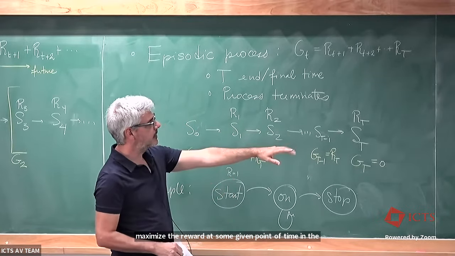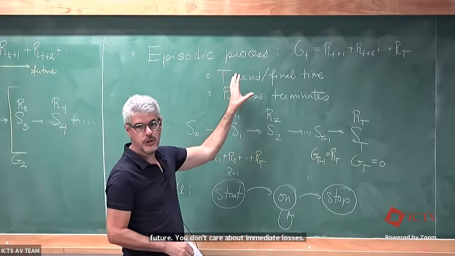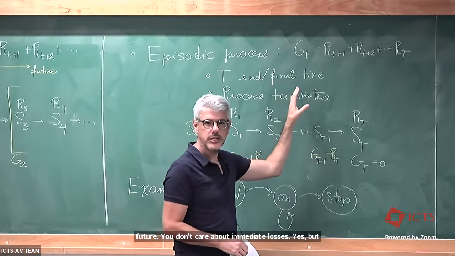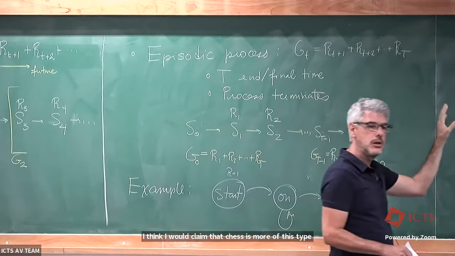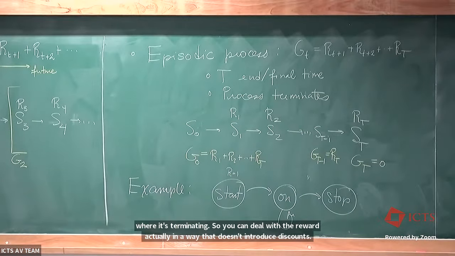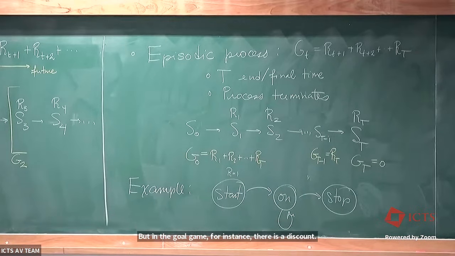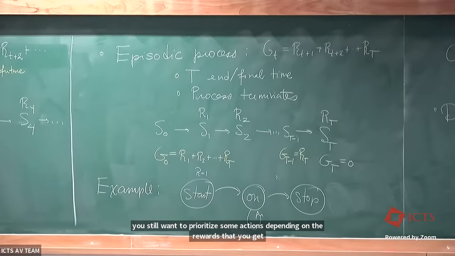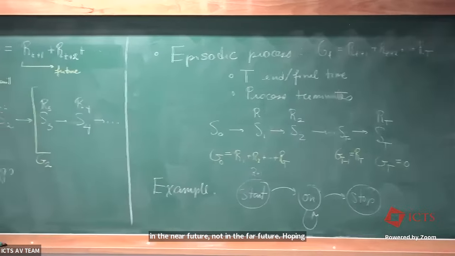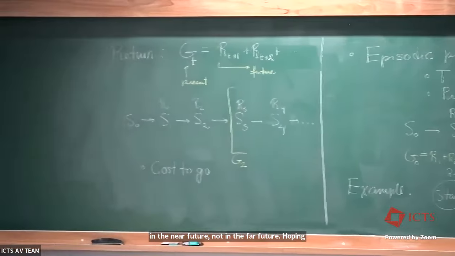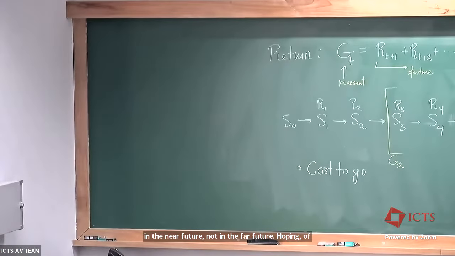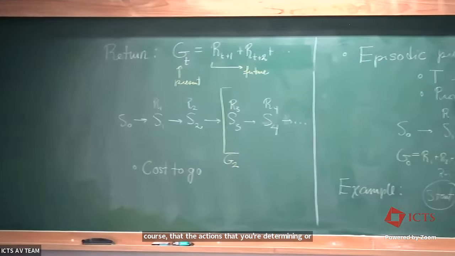Yes, but I would claim that chess is more of this type where it's terminating, so you can deal with the reward in a way that doesn't introduce a discount. But in the Go game, for instance, there is a discount. It's true that you have an overall goal to reach, but you still want to prioritize some actions depending on the rewards that you get in the near future, not in the far future, hoping, of course, that the actions you choose in the near future will influence your goal in the far future.